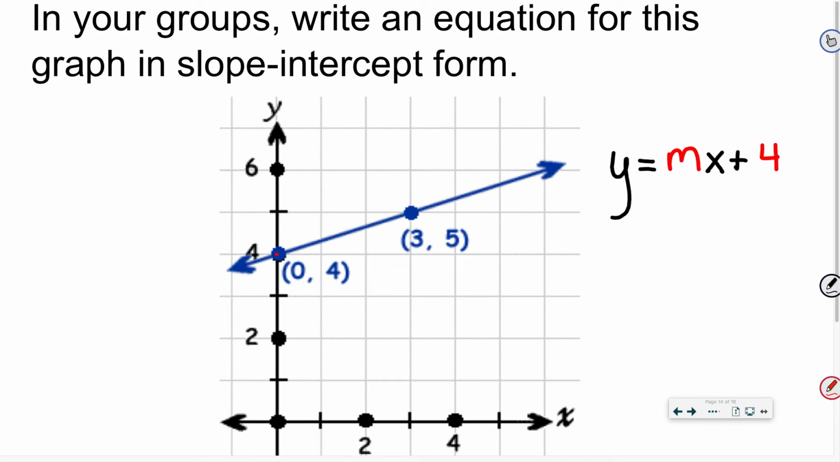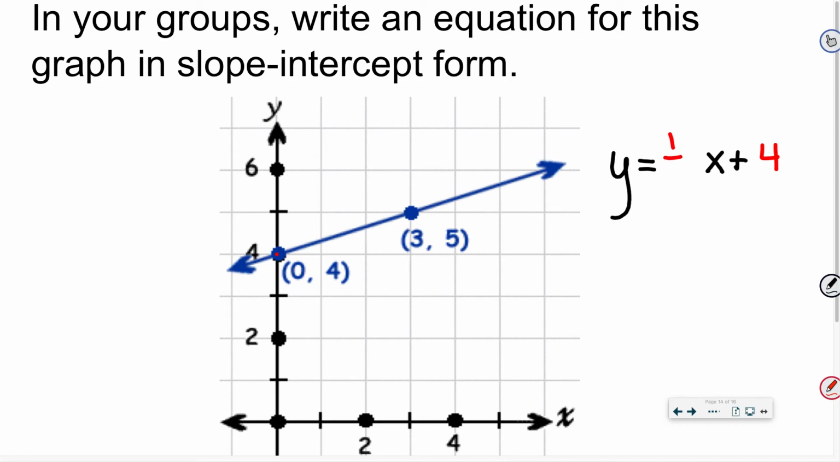Thumbs up if you know how to find the value for M. M represents what? The slope. How can I find the slope of this line? David, what do you think? 3? Why 3? How do we find our slope? There's a couple ways we can find our slope using this. Rise over run. Okay, rise over run. So what would our slope be if we use rise over run?